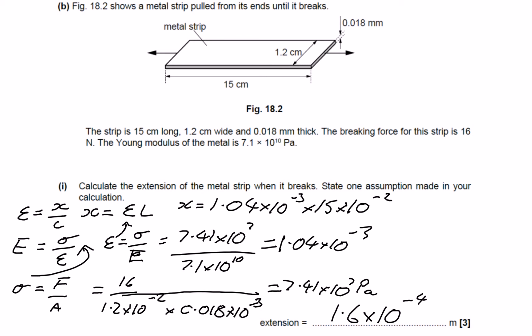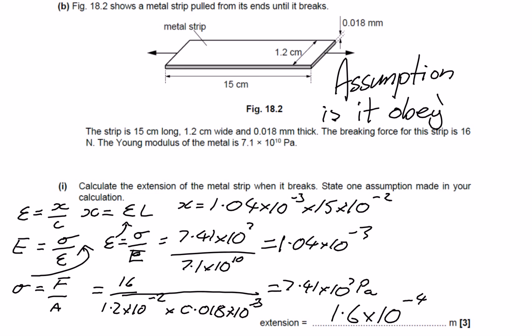The only last thing I've got to do is state an assumption made in my calculation, and the thing I've assumed here is, because I'm using the Young modulus all the way through, and that tells me that the stress is proportional to the strain, so my assumption would be that it is obeying Hooke's law. Sorry, I didn't have the space down below where I should have written it in.